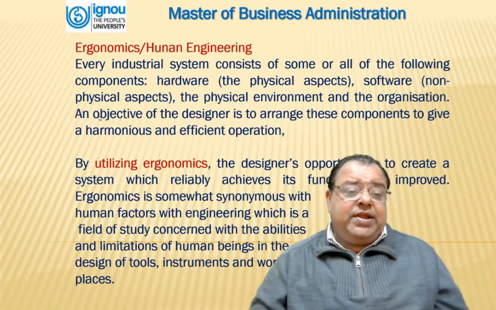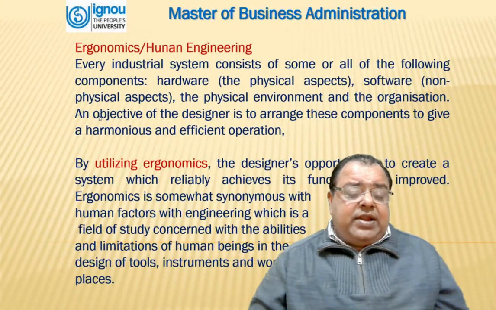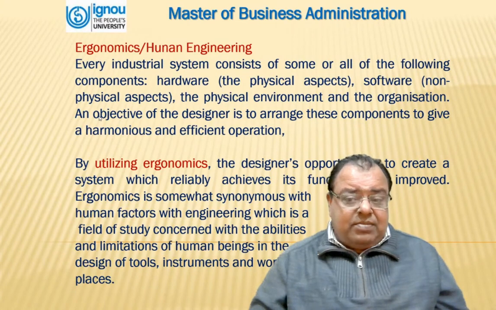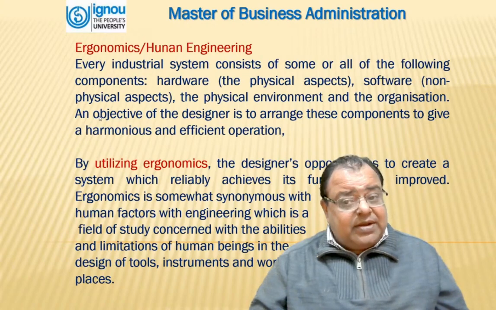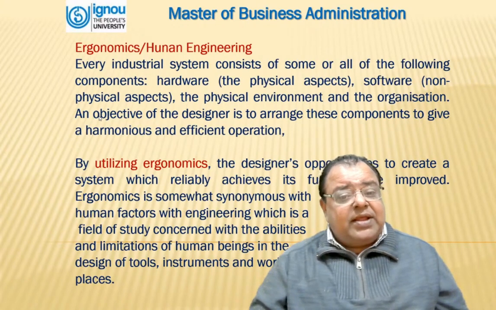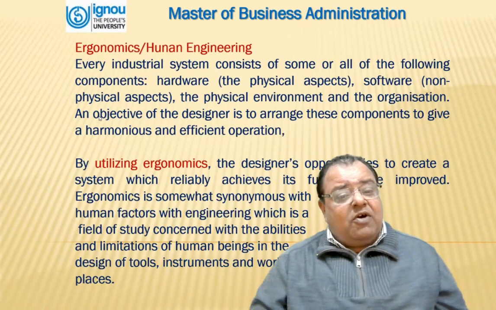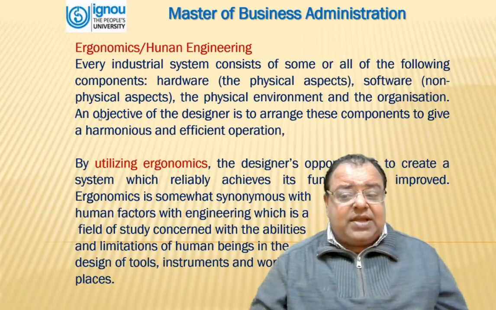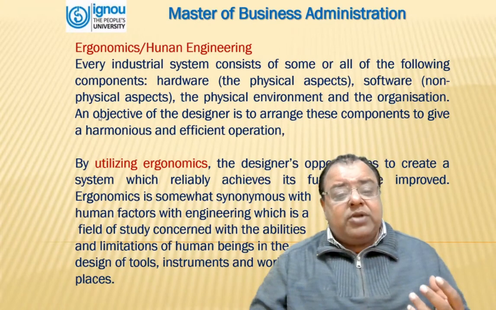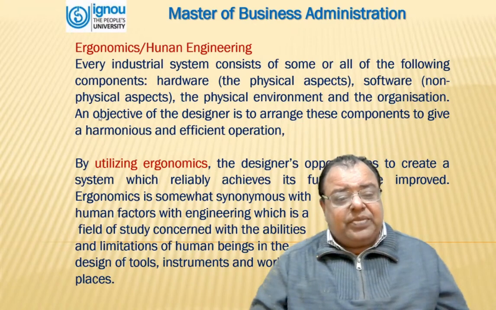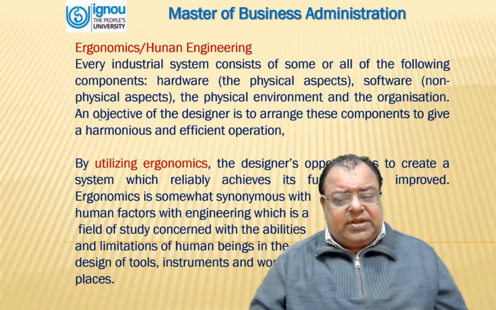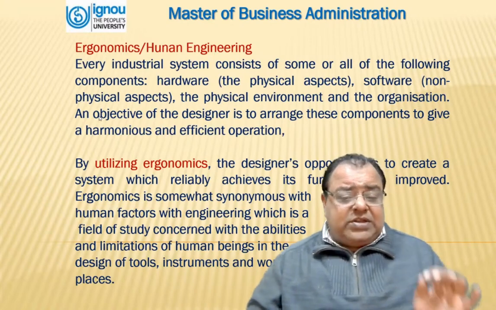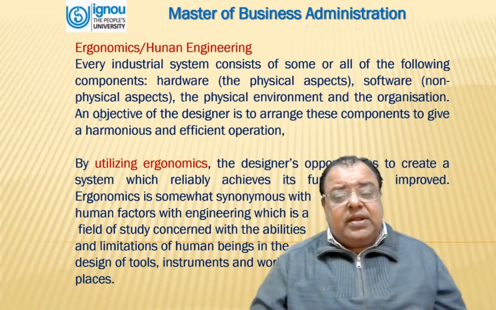Ergonomics, or human engineering. Every industrial system consists of some or all the following components. That is hardware, the physical aspect, software, the non-physical aspect, the physical environment, and the organization. And the objective of the designer is to arrange these components to give a harmonious and efficient operation. By utilizing ergonomics, the designer's opportunities to create a system which reliably achieves its function are improved.